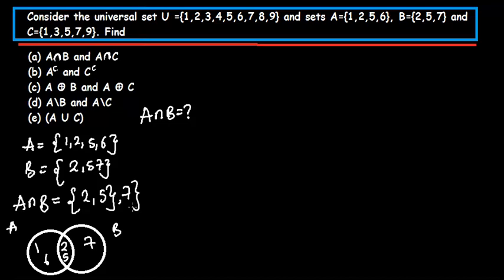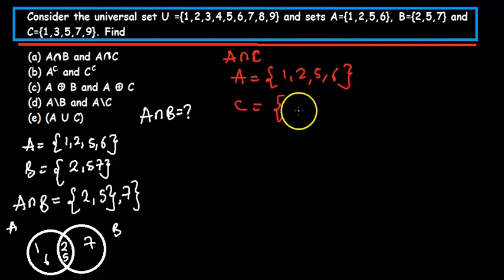What if I am asked to find A intersection of C? How can we solve this problem? Let's bring our data back. Our set A is simply 1, 2, 5 and 6. And our set C is simply 1, 3, 5, 7 and 9. A intersection of C is going to be the same thing as A intersection of B. The same way we found this is how we're going to find this. A intersection of C is also simply the intersection of sets A and C, which includes elements common to both.